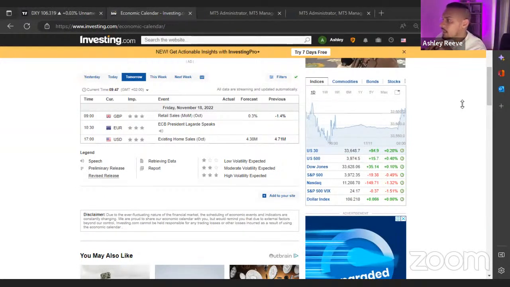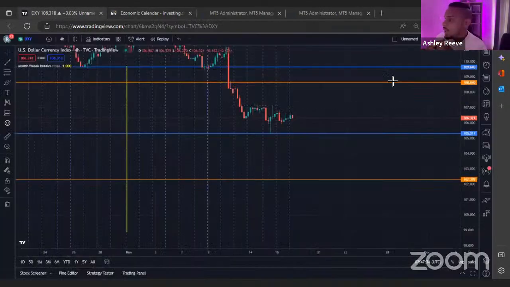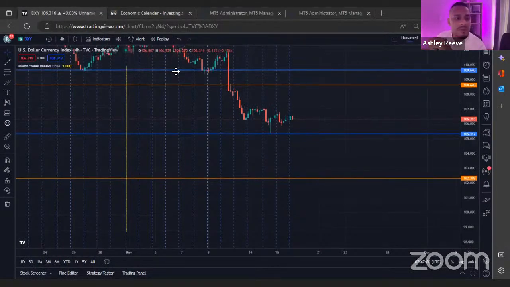So guys, here we have the dollar index, for all the guys joining for the first time. What's very important about this is that there has been no movement to the upside here, and we are seeing that spike to the downside.